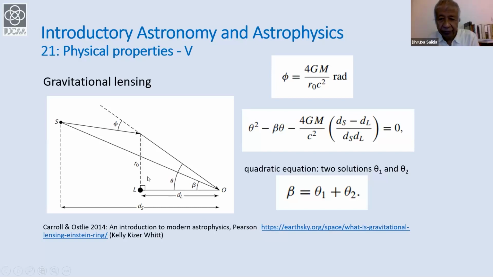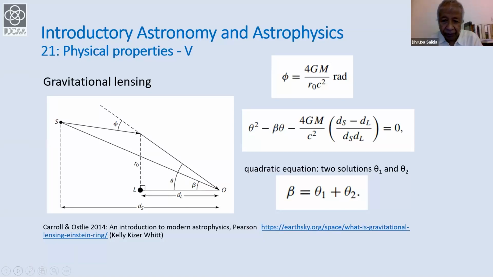Now, using this geometry, one can write this down, given this is the angle theta over here, minus beta theta. I'm not done with the derivation over here. You can again look this up in Carroll and Ostlie. ds is the distance to the source. Ideally it would have been ds upon cosine, but the angles are so small it doesn't matter. And dl is the distance to the lens, and this is basically what is called a lens equation. Theta is the angle over here, and because it's a quadratic equation, you'll get two solutions, theta 1 and theta 2, and beta is equal to theta 1 plus theta 2. One can show that as well.